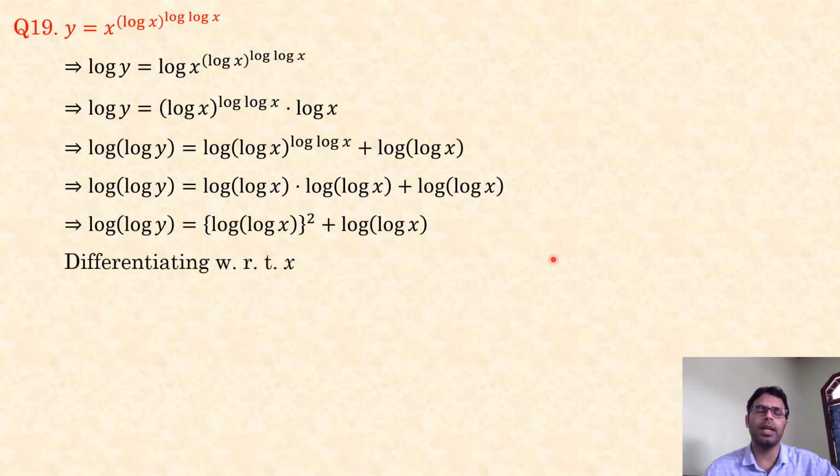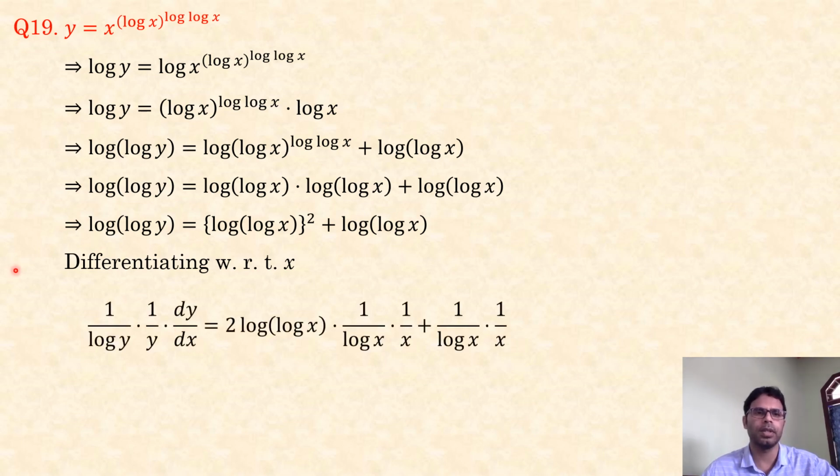So differentiating with respect to x, come to the left hand side. First this log differentiation is 1 by log y. Then this logarithm differentiation is 1 by y only, into this y derivative dy dx by chain rule, is equal to something whole square. So first the differentiation of whole square, that is 2 into log of log x to the power 2 minus 1 is 1 only, so 2 into log of log x into then derivative of this inner part.